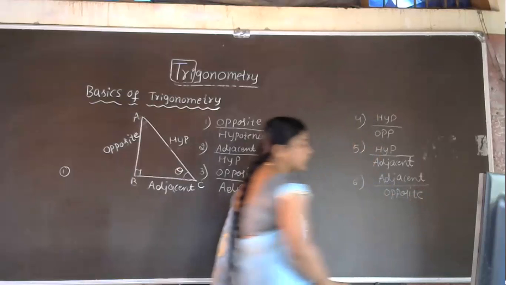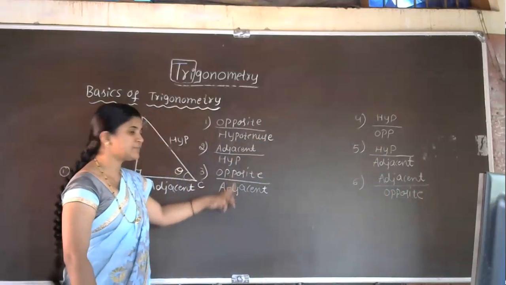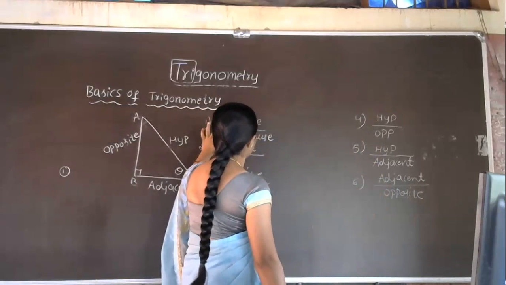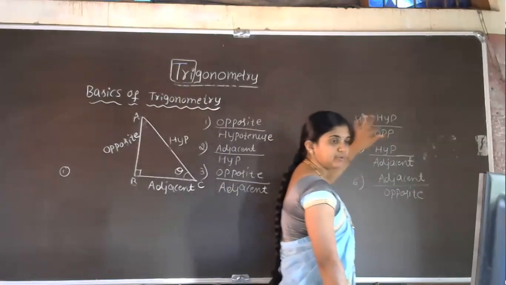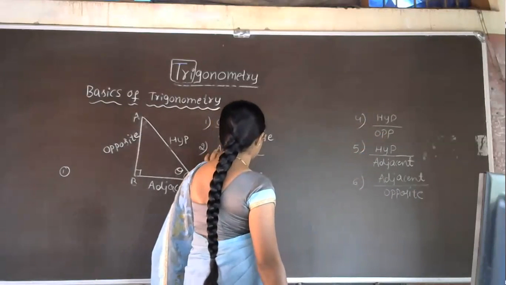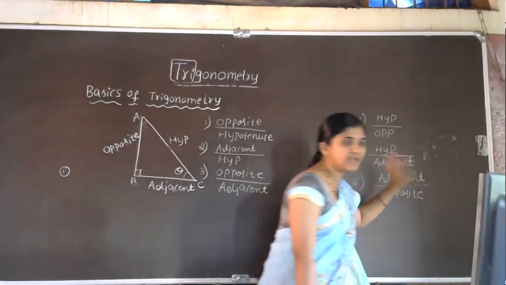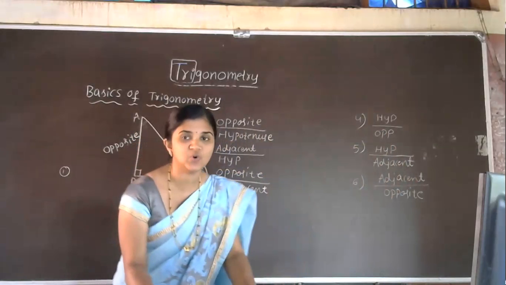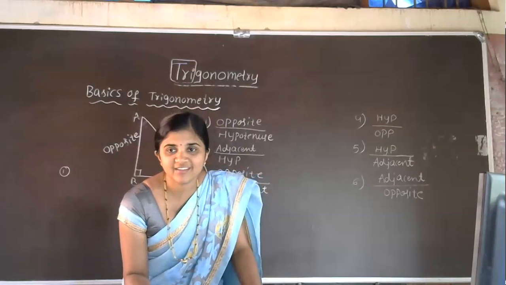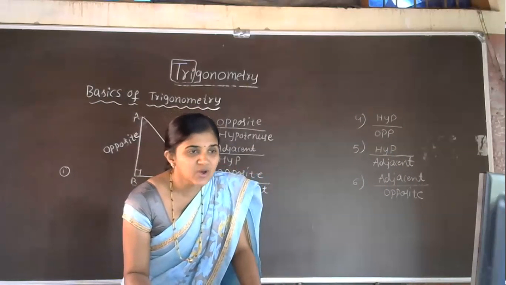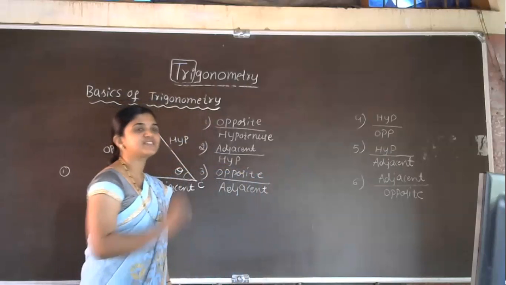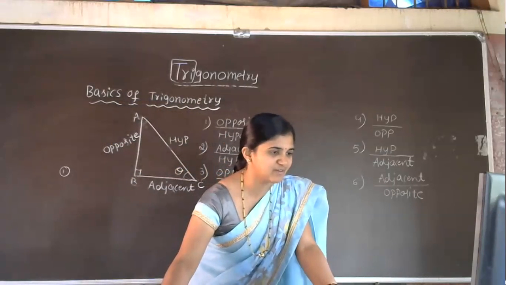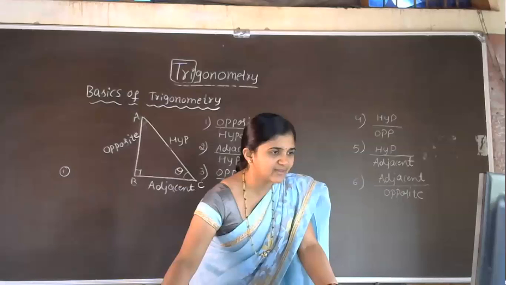We covered all the ratios, no? Yes: opposite by hypotenuse, adjacent by hypotenuse, opposite by adjacent, hypotenuse by opposite, hypotenuse by adjacent, adjacent by opposite. So these are the 6 ratios. Okay, we covered the 6 ratios. So what is the name for these? For that I'll share one page. You just look at that figure.